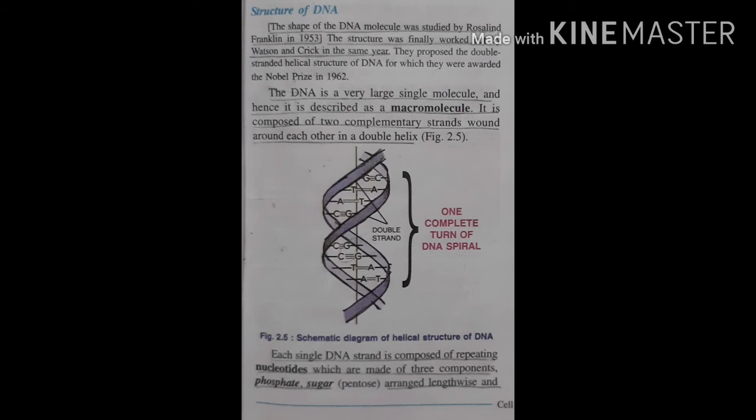So each strand, when we make it, is double helical, coiled, as you can see here in the diagram. So one turn, one coil, makes your nucleotide. And in a nucleotide, we have three things: phosphate, sugar and nitrogenous bases.